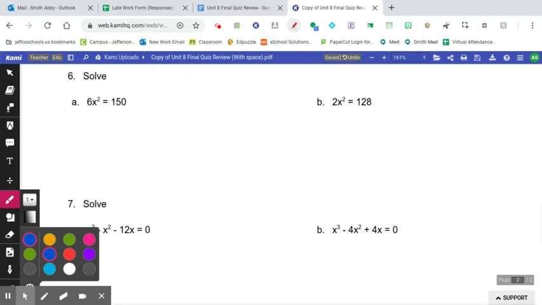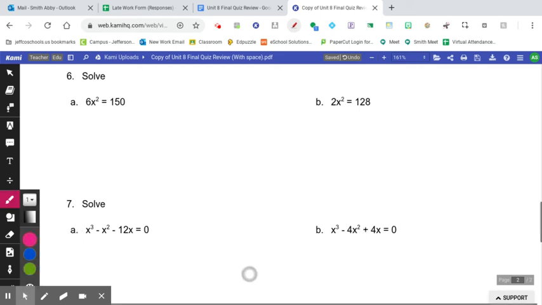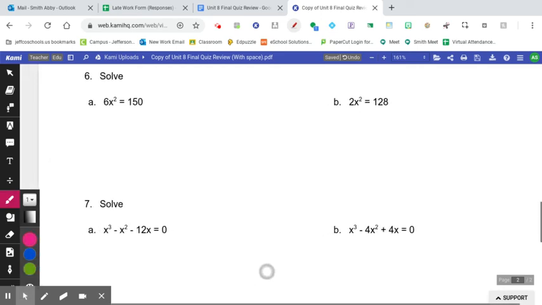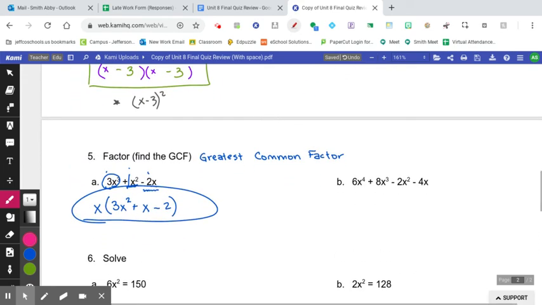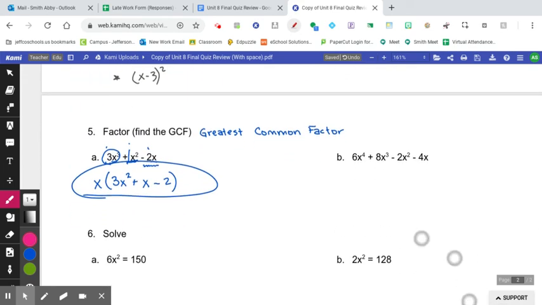All right, moving on. We are solving. So what I would do here for problem A, oh, by the way, remember, do problem B. I'll give you a hint. GCF has both a number and a letter here.